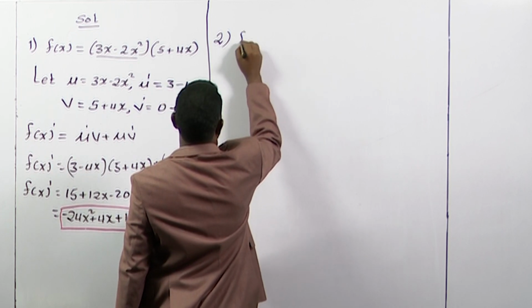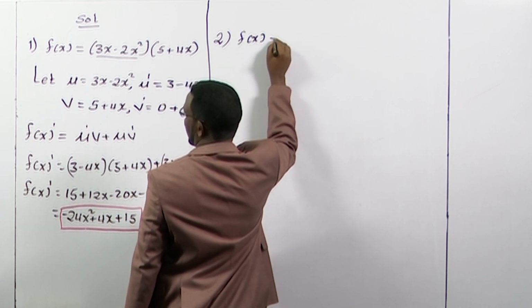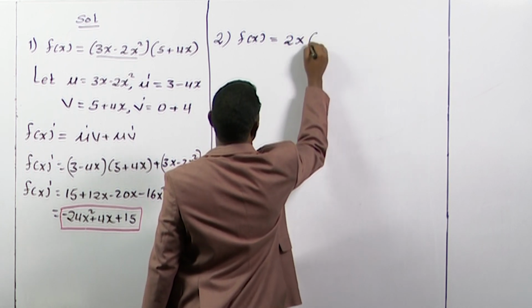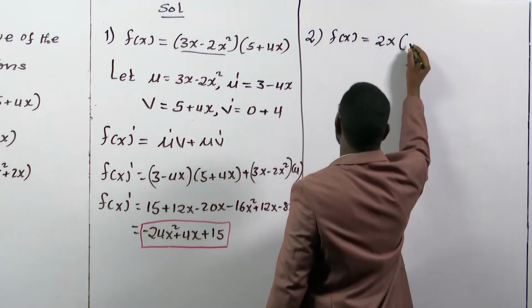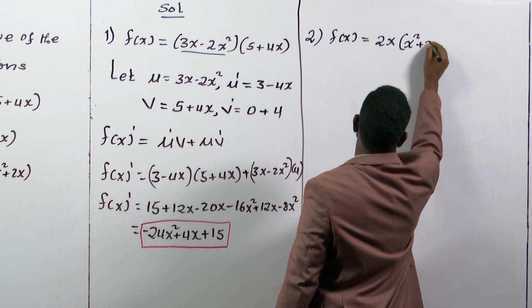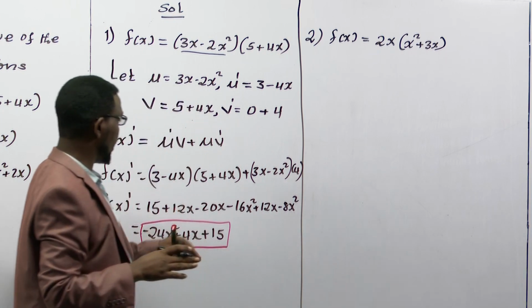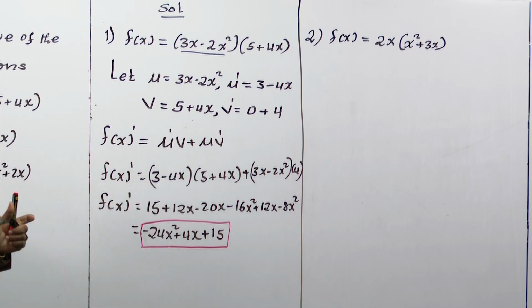Okay, example 2. f(x) is equal to what? 2x times x squared plus 3x. This is the second example. Before that, let us come back to this one.